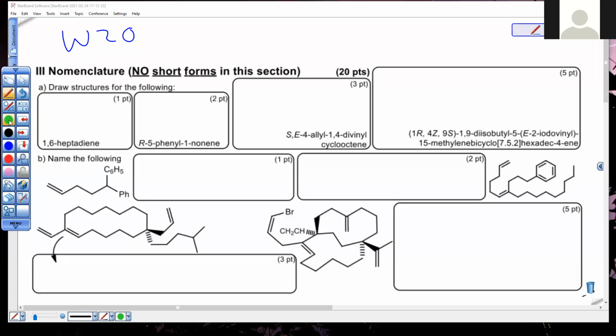We have heptadiene, 1,6-heptadiene. So 1, 2, 4, 6, 7. Carbons 1 and 2 have a double bond. Carbons 6 and 7 have a double bond.